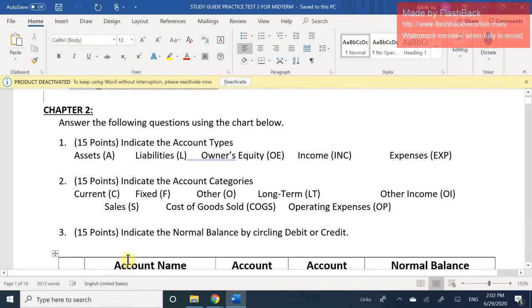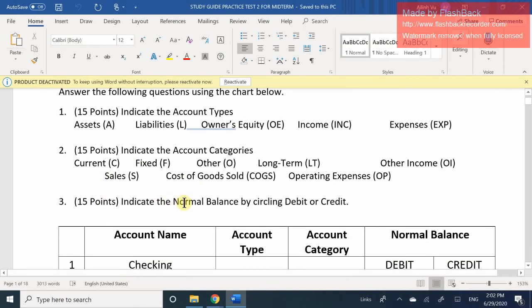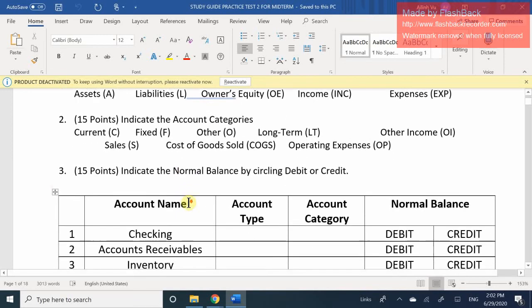So questions 1, 2, and 3. Question 1 wants you to determine the account type. Is it an asset, liability, owner's equity, income, or an expense? The second question asks you to categorize them. Are they current, fixed, other, or long-term? Are they operating, cost of goods sold, or just sales? And lastly, what is the normal balance? Is it a debit balance or a credit balance?